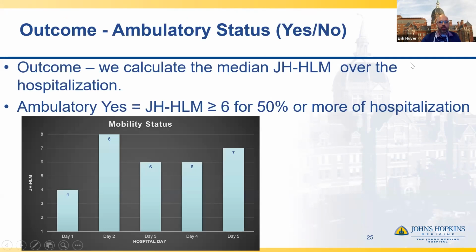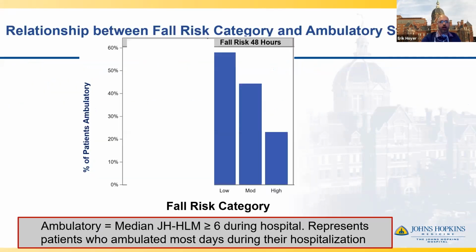The way that we characterized a patient as being ambulatory or not was that we calculated their median HLM over the hospitalization. So if they were ambulatory, that means that for 50% or more of their hospitalization, they had an HLM score of 6 or higher. For example, this patient was in the hospital day 1 through 5: on day 1 they were a 4, but then they were an 8, and then 6, 6, 7. According to this definition, this patient would be considered an ambulatory patient. So that's the measure, and it's dichotomous. That means, was the patient ambulatory or not? That was our outcome measure.